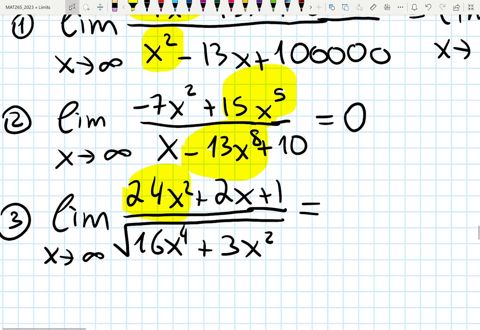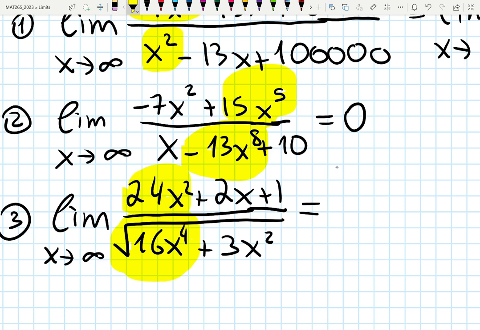The leader of the bottom. Only x. Yeah, let's choose it without simplifying. 16x to the 4 is faster than 3x squared, so I will circle that. But I will also circle the square root. Here it is.